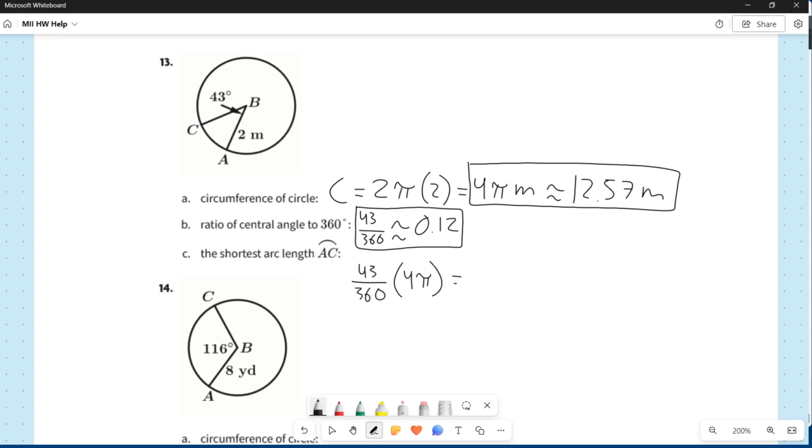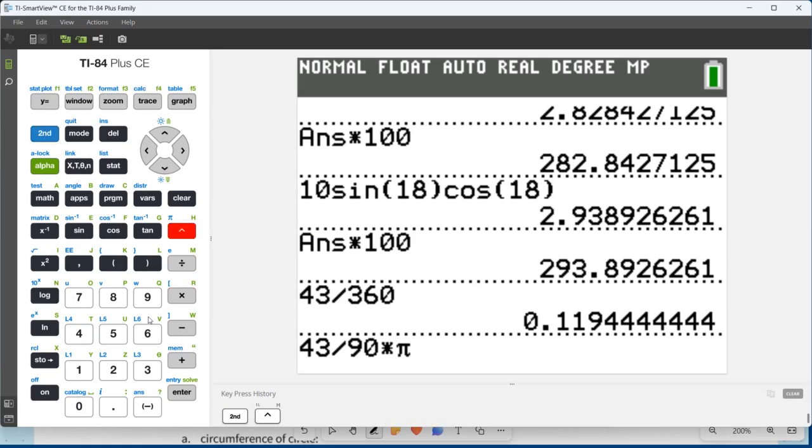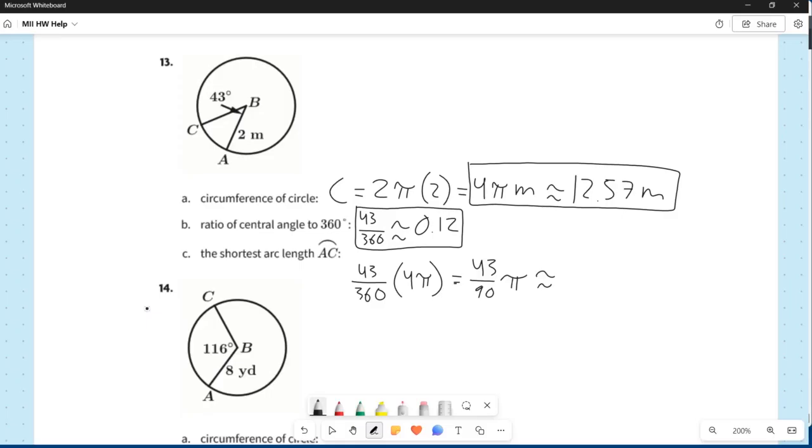Well, we can actually simplify this a little bit. 4 goes into 360 90 times. So this becomes 43 over 90 times pi. That's actually our exact answer. But if we want to give an approximate answer, we can simply type this in. 43 divided by 90 times pi gives us an answer of 1.50.